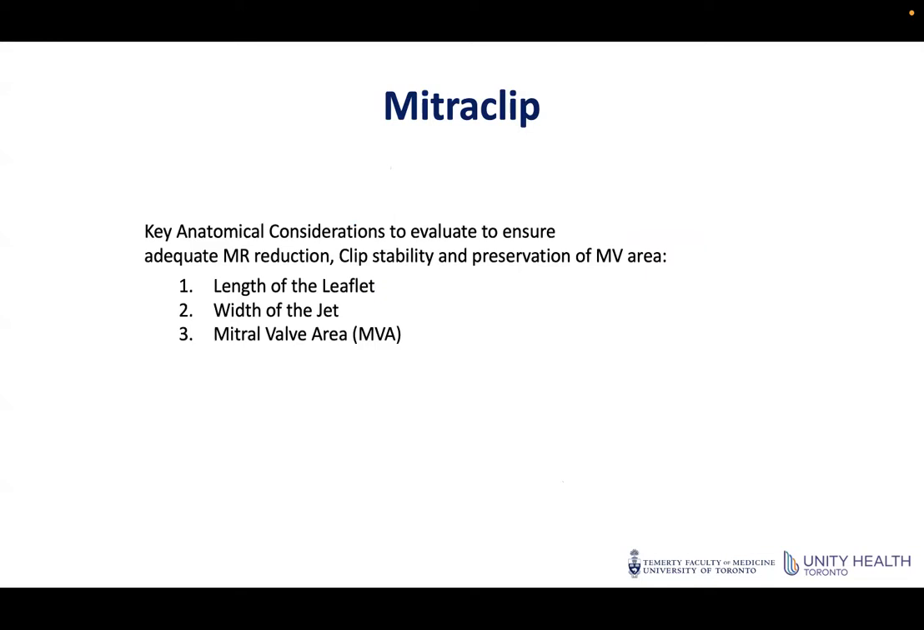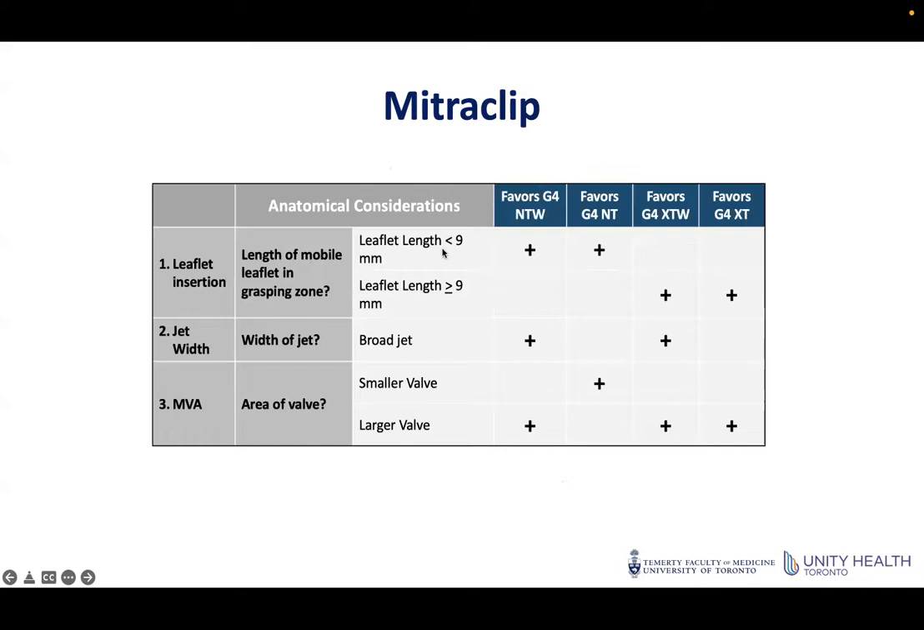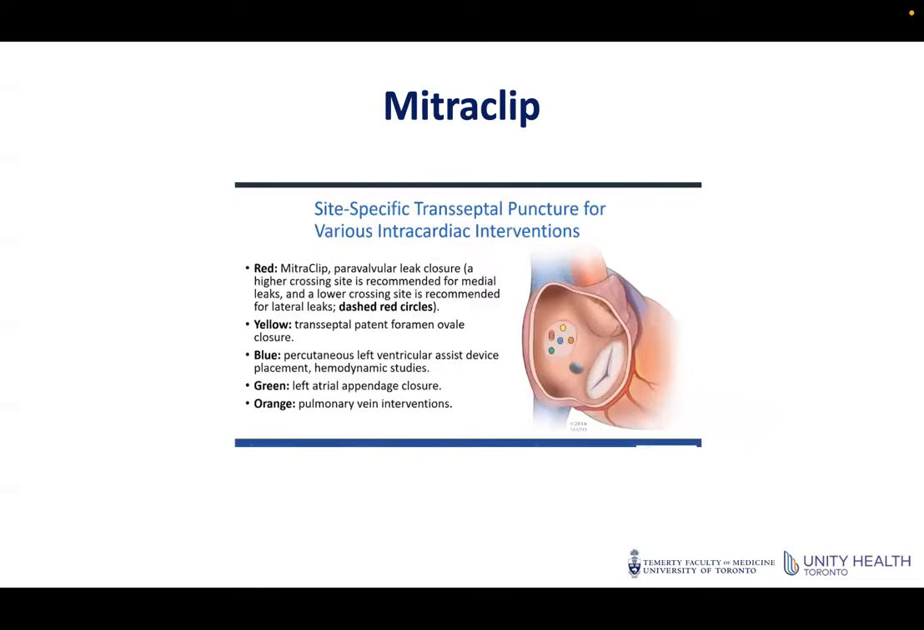So when we are selecting the clip, as you can see here, we need to think about certain criteria: the length of the leaflet, the width of the jet, and the mitral valve area. So depending on whether we have a leaflet length that is less than 9 millimeters or more than 9 millimeters, we can go for an NT or XT. And then depending on how broad the jet is, the presence of a smaller area, the presence maybe of multiple cords in the portion of the valve, in the scallop of the valve where we want to deploy the clip. So these are all factors that we need to take into account when selecting the clip.